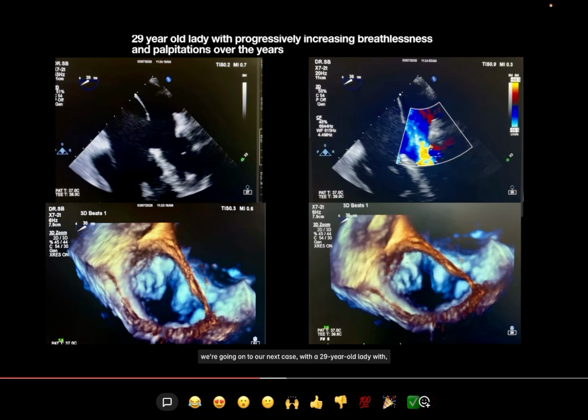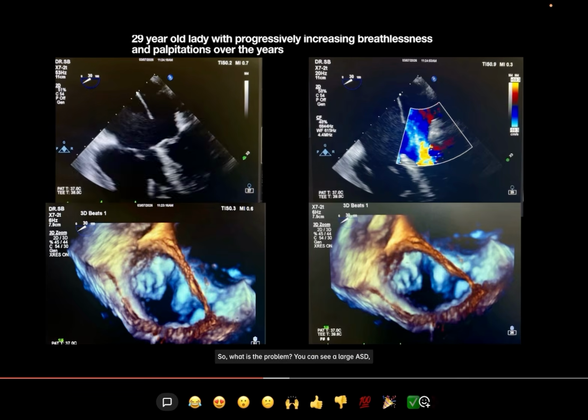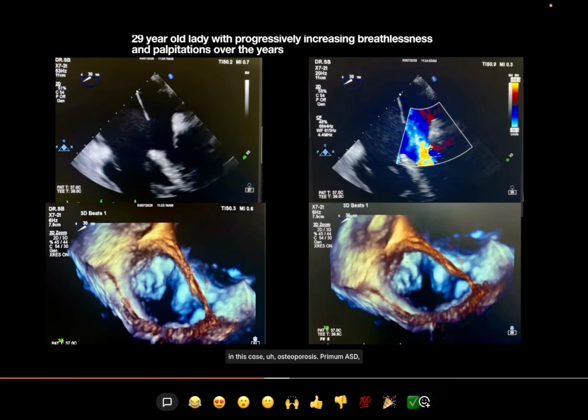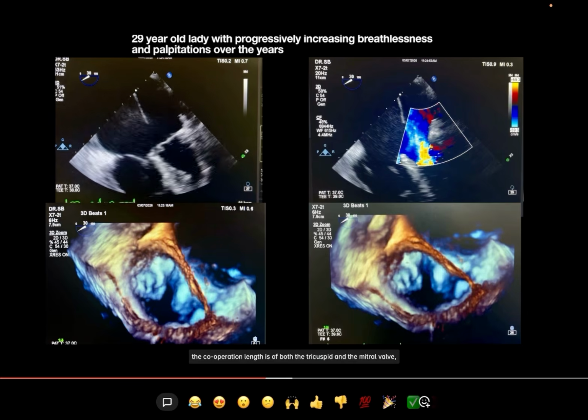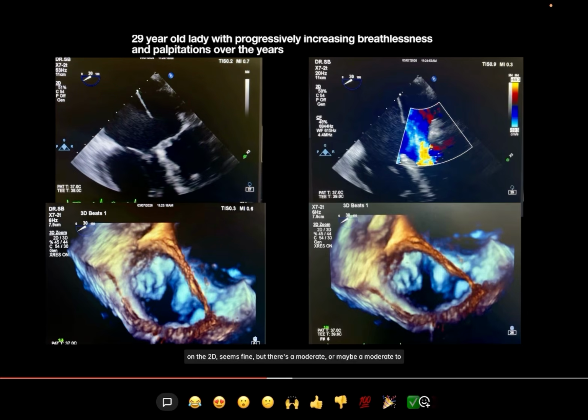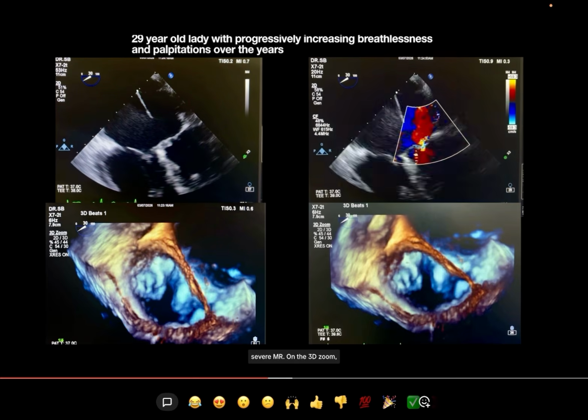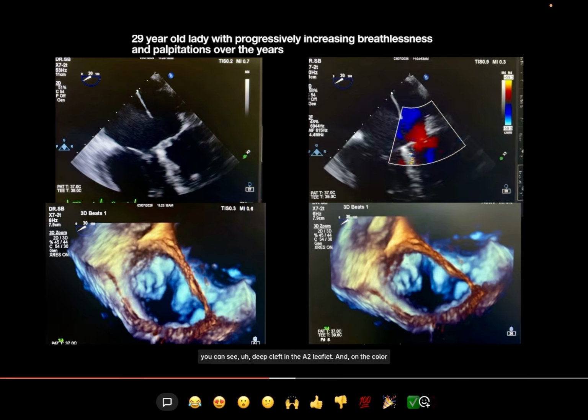And now we're going on to the next case with a 29-year-old lady with progressively increasing breathlessness and palpitations over the years. So what is the problem? You can see a large ASD, in this case an ostium primum ASD. The cooptation of both the tricuspid and the mitral valve on the 2D seems fine, but there's a moderate or maybe a moderate to severe MR.